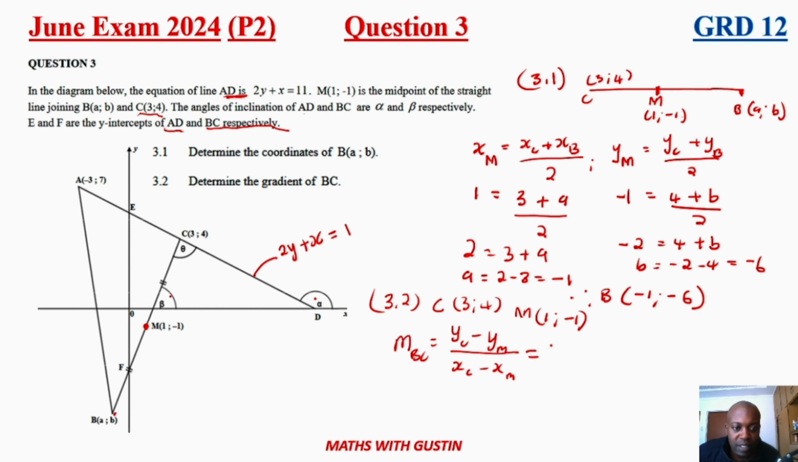So okay, the y at C is 4 minus the y at M, which is -1, all over the x at C, which is 3, minus the x at M, which is -1. It is going to be given by 5 at the top, 5 over 2. And that's how you would deal with the gradient of this line, right? So let's move right along to the next question, 3.3.